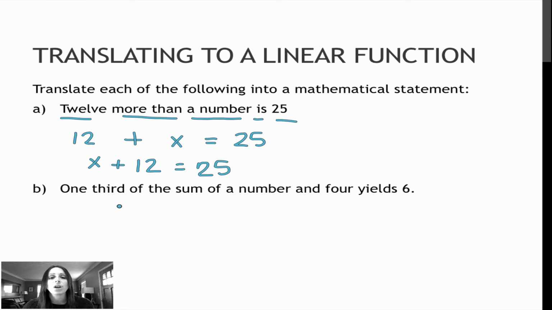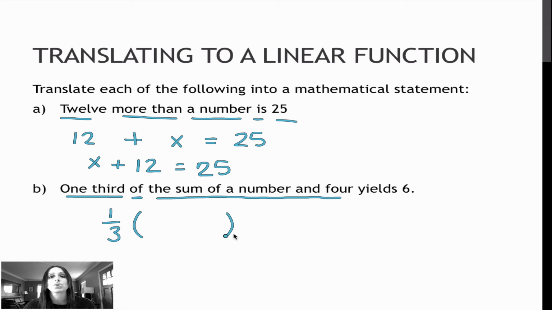We have 1/3 of the sum of a number and 4 yields 6. So we have a little bit more going on here. So we have 1/3, which obviously is going to be the fraction 1/3. And then "of" was not one of the things that we had on our other screen, but "of" means multiply. So I'm taking the third of, and then the sum of a number and 4. So I'm taking a third of the sum.